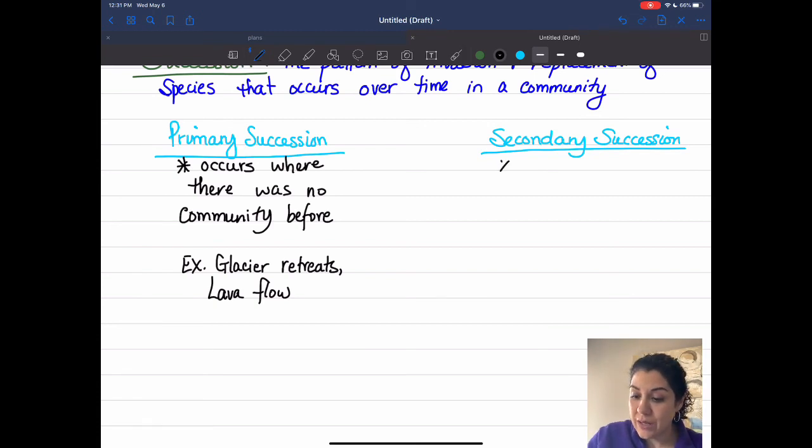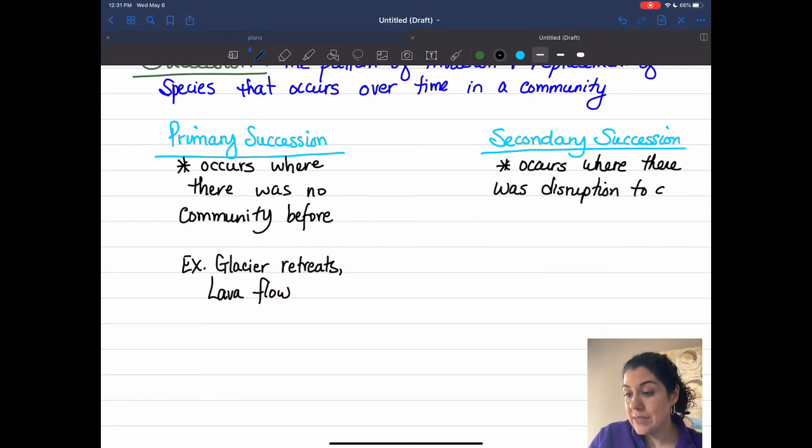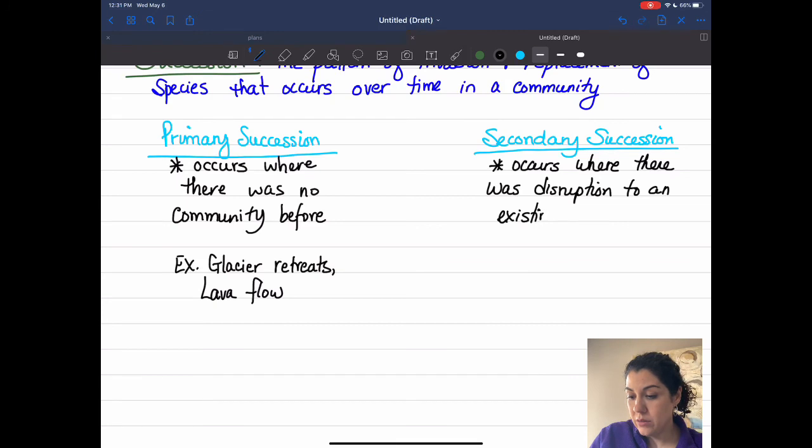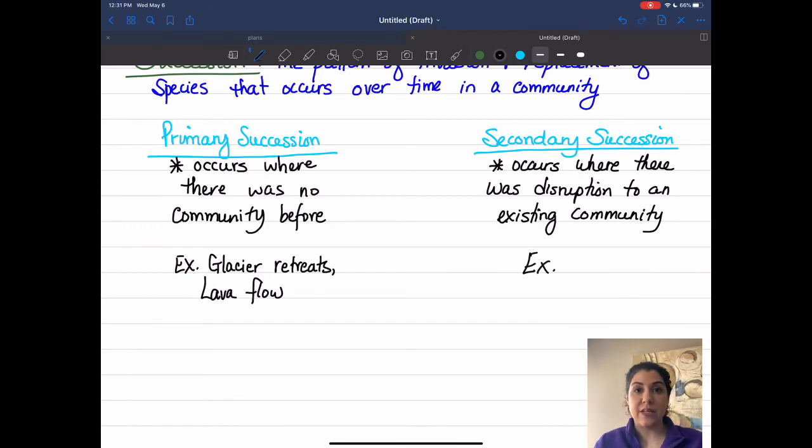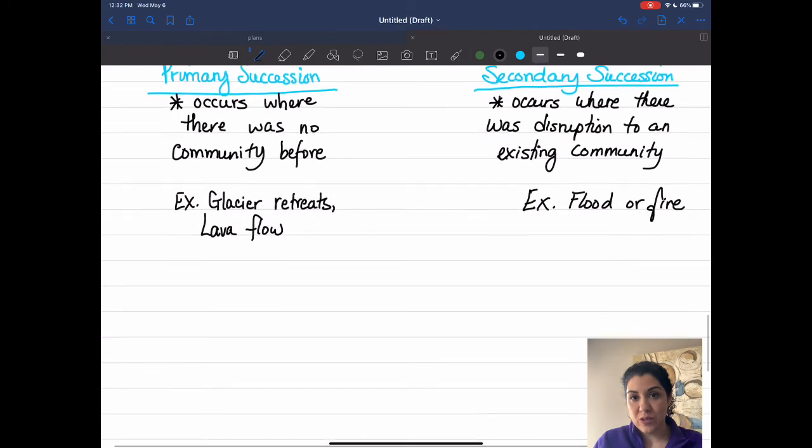Secondary succession, on the other hand, occurs where there was a community before. So there was a disruption to an existing community. So let's say that I have a forest, and that forest had trees, had animals, had everything that lived in it, and then there was a fire or a flood. Now the trees might be gone, the organisms might be gone, but the soil is still there. The roots are there. The seeds that the trees might have dropped are there. Okay, so there you had a community before, there was soil present.